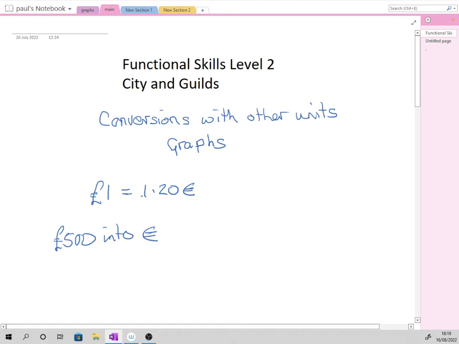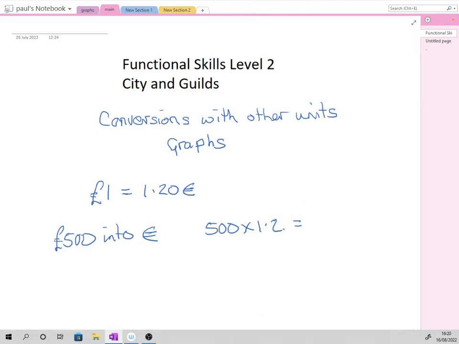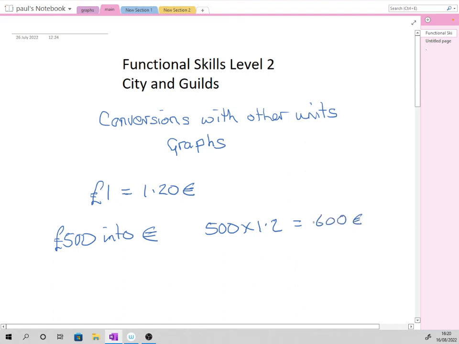Well, simply what we do here is we multiply 500 by 1.2. So 500 times 1.2 is 600. So you get 600 euros. I don't know whether the euros goes at the beginning or the end, but anyway. So what you're doing here is a sort of rule of thumb is we do divide, multiply, and then equals. And that is the way that we do that.